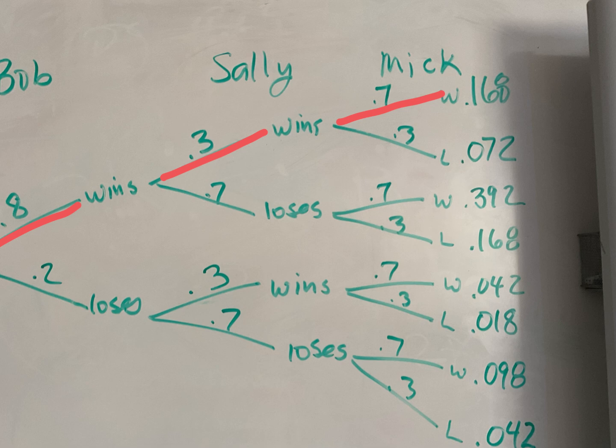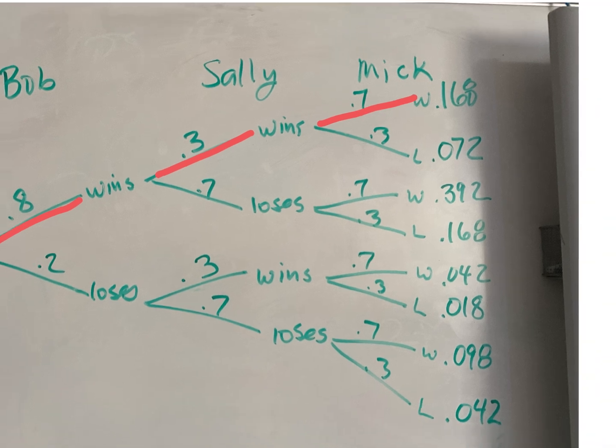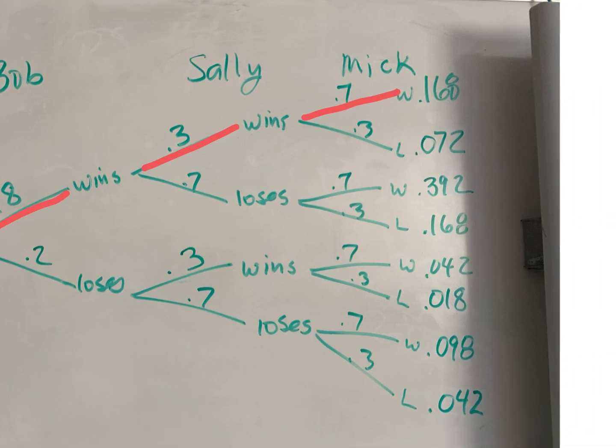So given Sally lost, what's the probability that Bob and Mick won? So what you're looking for first is which are the ones that are possible. And you're going to add those all up and put them on the bottom.